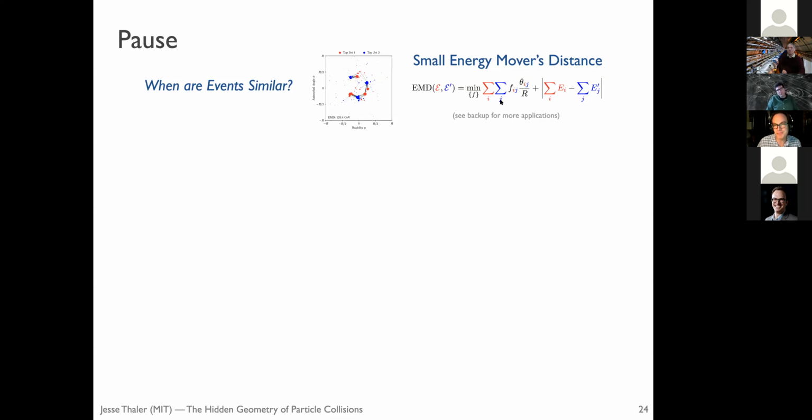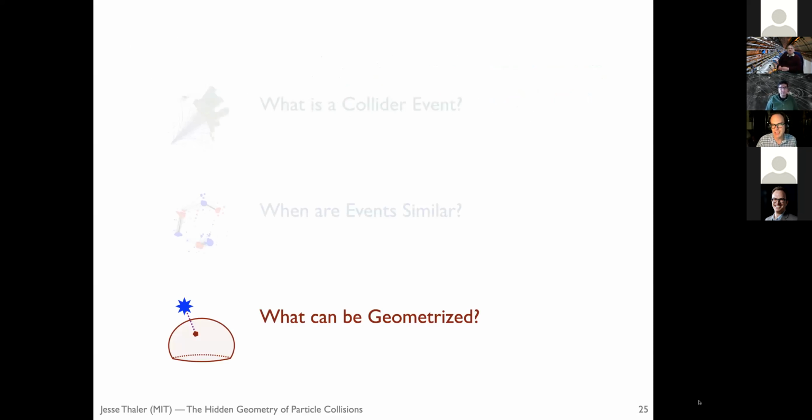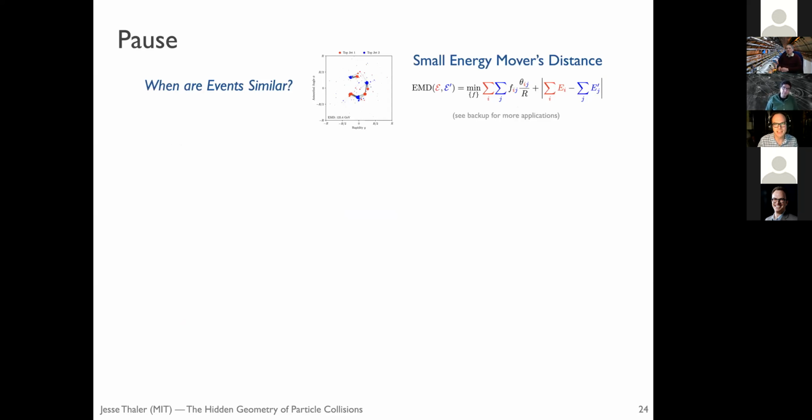So what's the problem? The problem is we'd like to understand at a more fundamental level where these things are coming from. And so now the next part of my talk is about what can be geometrized. It turns out that if you geometrize using that particular measure, a variety of nice things happen when you come to thinking about quantum field theory and collider physics. So let me just pause for a moment and see if there are any further questions before we move on.